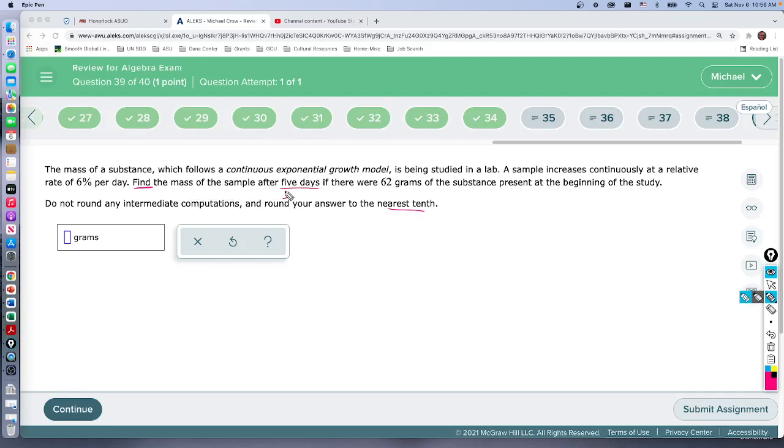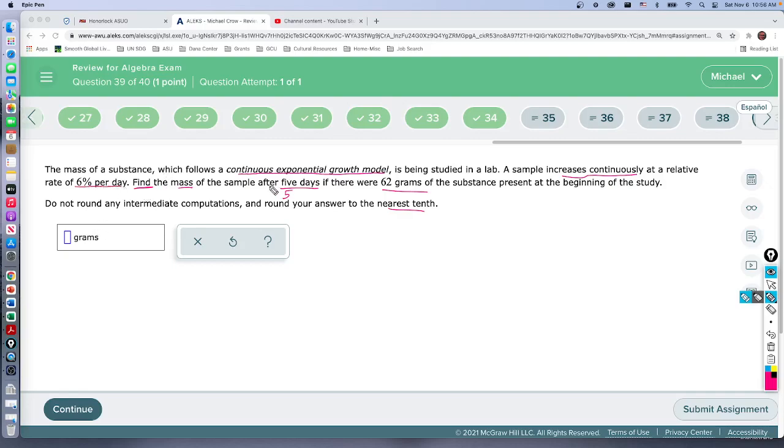I'm going to rewrite that as a number, 5 days, if there were 62 grams of substance present at the beginning. Okay, so that's okay. I'm trying to find out the mass. So now I go back to the beginning. The mass of a substance, which follows a continuous exponential growth model, is being studied. A sample increases continuously at a relative rate of 6% per day.